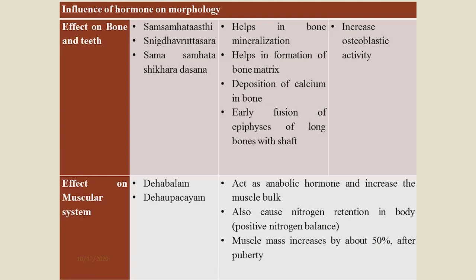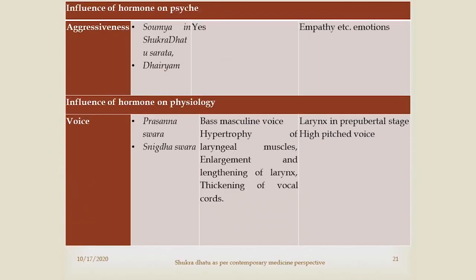Effect on muscular system, deha balam and deha upachayam. Deha bala is explained as utsaha upachaya lakshanam. So the sex hormones are anabolic in nature; anabolic hormone increases the muscle bulk and also causes nitrogen retention in the body, and the muscle mass increases by about 50% after puberty. Influence of hormone on psyche. It is said that Shukra Sara Purusha has saumyatvam and dhairyam also. So even the sex hormones have a role on psyche; empathy, emotions and so on will be produced by the estrogen.